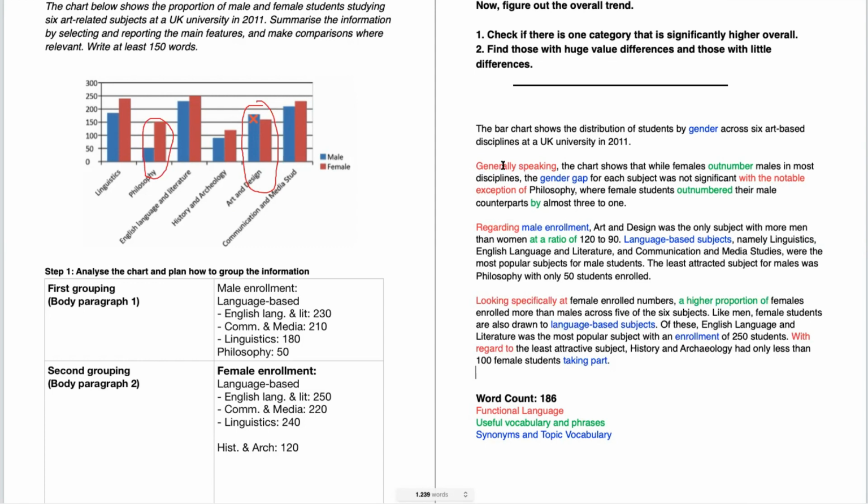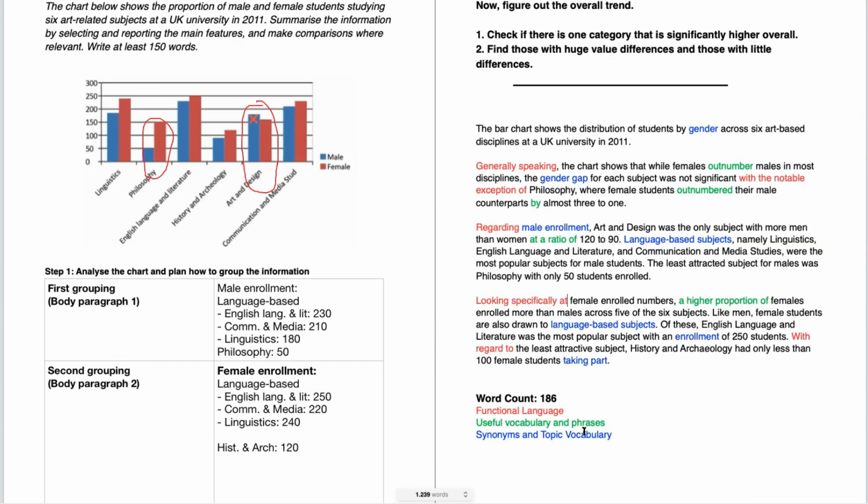So "generally speaking", obviously, is something to start with. It introduces a wide topic. "With the notable exception of" is great when talking about those big differences and those big gaps, just like we did for philosophy. "Regarding male enrollment" is a great way to specifically look at one of the groups, or you could also say "looking specifically at". The important thing is that you have two ways to say that and you're not sounding monotonous. Then again, we have "with regard to". Again, it's just another way to connect your ideas and show more detail.